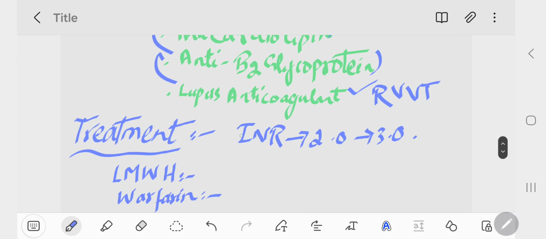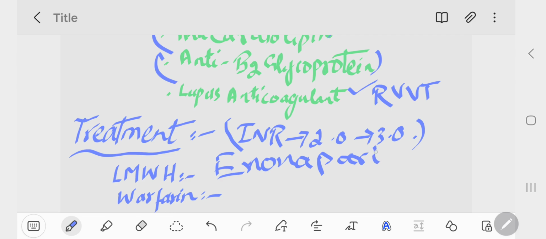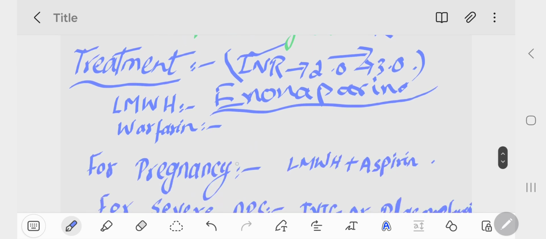Treatment of antiphospholipid antibody syndrome is: we should maintain an INR of 2 to 3, and for this we first choose low molecular weight heparin, for example enoxaparin, and along with it we use warfarin to increase the INR to 2 to 3 to reduce the thrombosis.